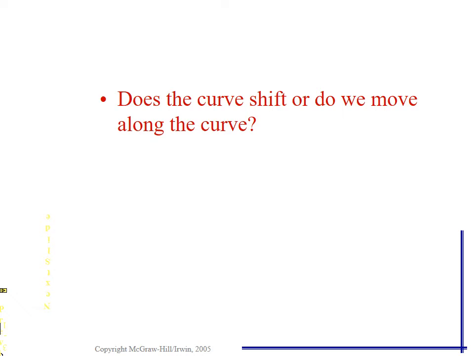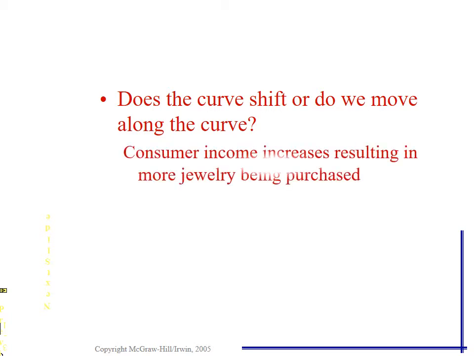We're going to look at some demand problems. The first question we're going to answer: does the curve shift or do we move along the curve? If consumer income increases, resulting in more jewelry being purchased, what has happened is there is an increase in demand, and the demand curve is going to shift to the right.